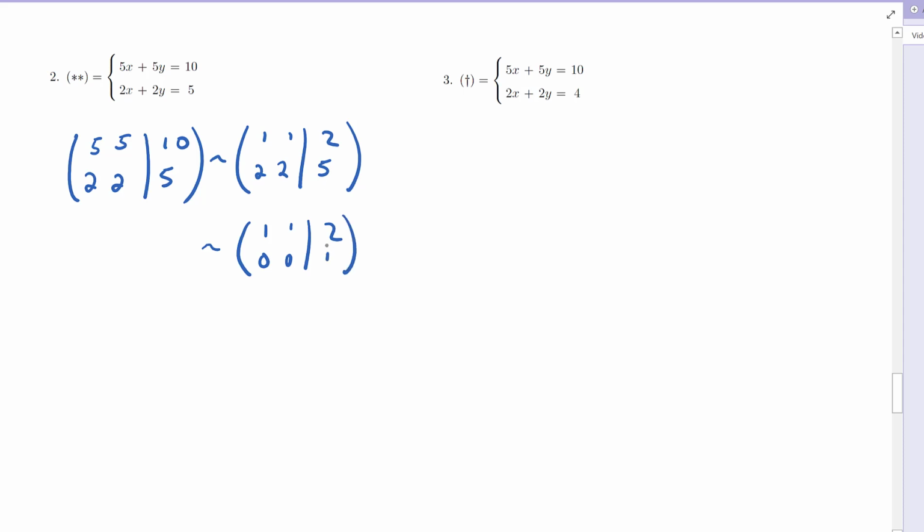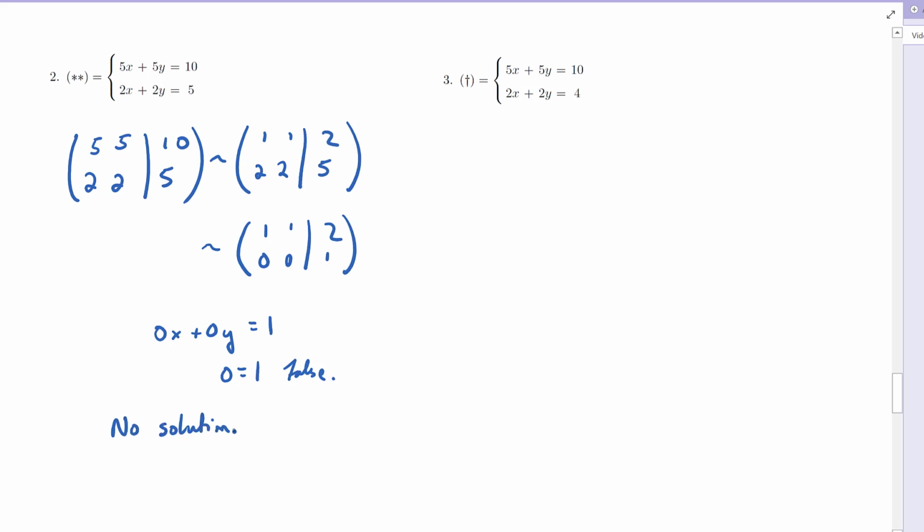Let's look at the corresponding system of equations that we now have. This equation right here says 0x plus 0y is equal to 1, which just says 0 is equal to 1. Well, this statement is false. So in doing this matrix row reduction procedure, we ended up with an equation that was incorrect. It was false. And so what do we conclude? We conclude that there is no solution.